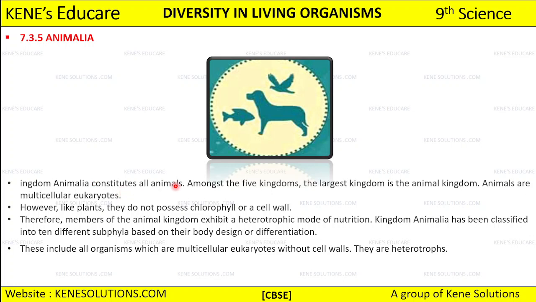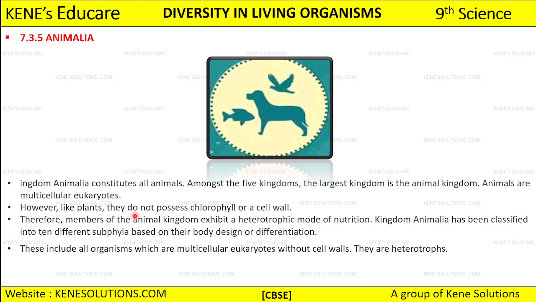Among the 5 kingdoms, that is kingdom Monera, kingdom Protista, kingdom Fungi, kingdom Plantae and kingdom Animalia, kingdom Animalia is the largest kingdom. All the animals are made up of many cells, right? So that is why we call these animals multicellular eukaryotes. What do we call them? Multicellular eukaryotes. However, unlike plants, animals do not have chlorophyll or a cell wall. So animals do not have chlorophyll, and animals do not have a cell wall either.